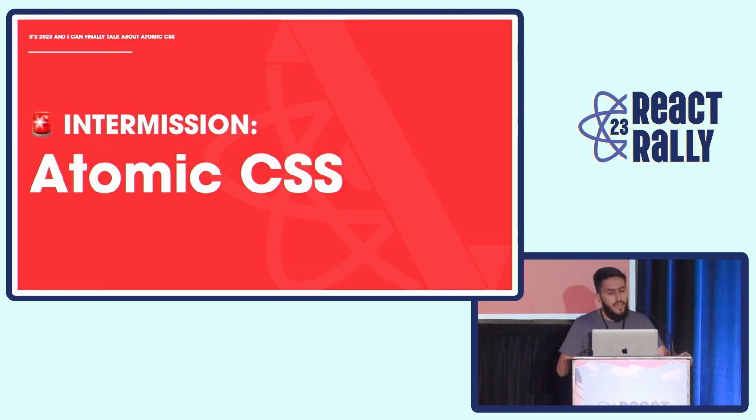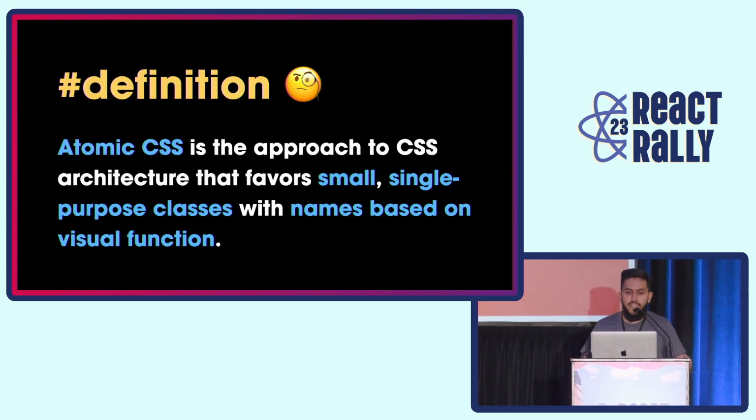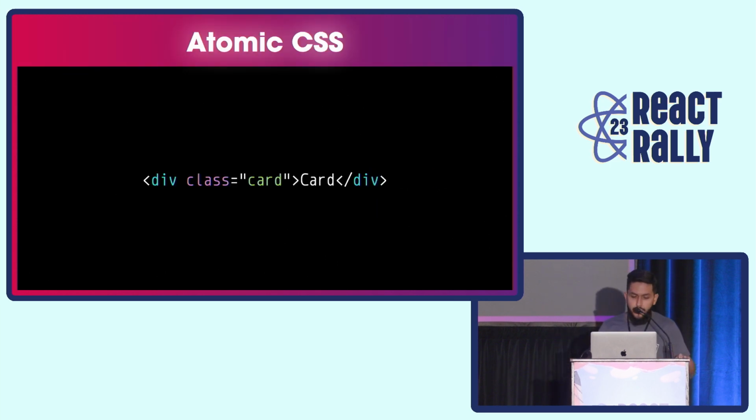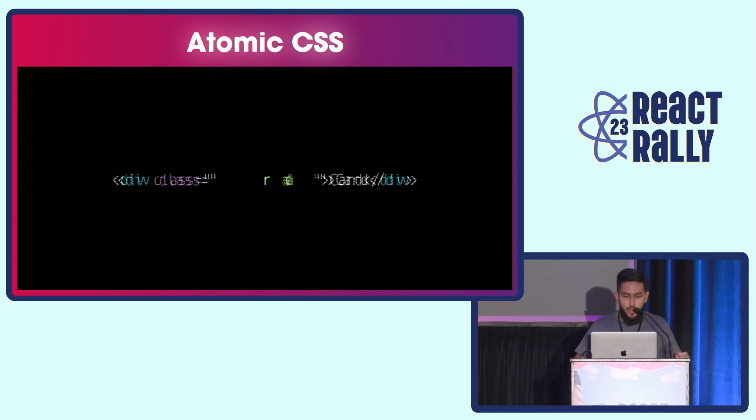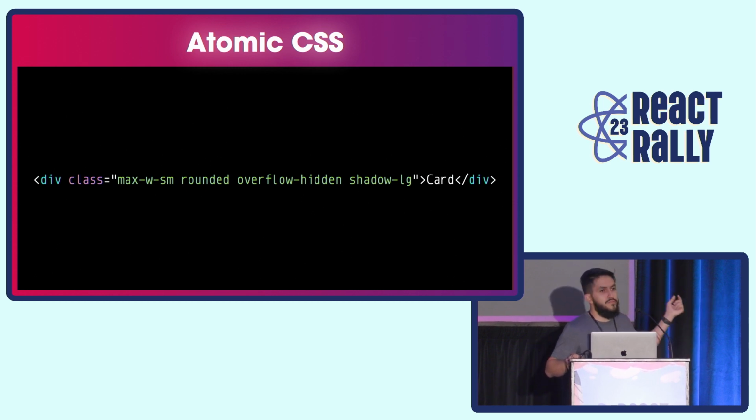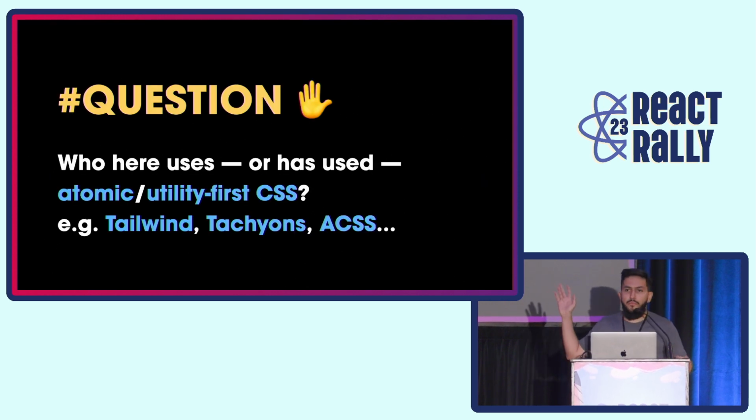Before I start, I do have to do an intermission. For those of you who are not familiar with the idea of Atomic CSS, we're talking about an approach of writing CSS where we have single purpose classes, and the names are based on their visual function. If you're familiar with semantic CSS, where in a card you would have a class name equal to card, for example, we're talking about going into something like this, where we would have a bunch of class names and their visual functions.